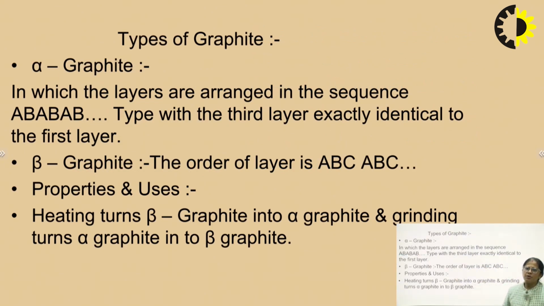Now coming to the types of graphite. Graphite exists in 2 different forms: alpha graphite and beta graphite. In alpha graphite, the layers are arranged in the sequence AB, which means the 3rd layer is exactly identical to the first layer. Whereas in beta graphite, the layers are arranged in the form ABC. Both graphites can be interchanged into one another. Heating converts beta graphite into alpha, whereas the grinding process converts alpha graphite into beta graphite.